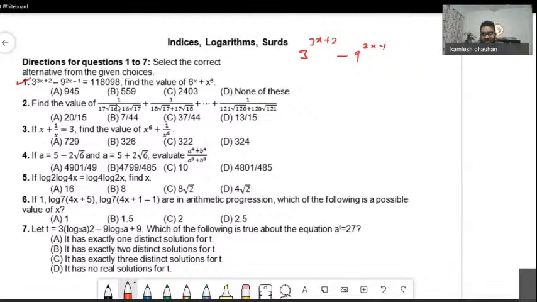So if you see, if I put x equal to 1, I'll get 3 power 5. 3 power 5 is 243. If I put 2, I'll get some other number. So that is the way to solve this question. Now you can use the options as well.